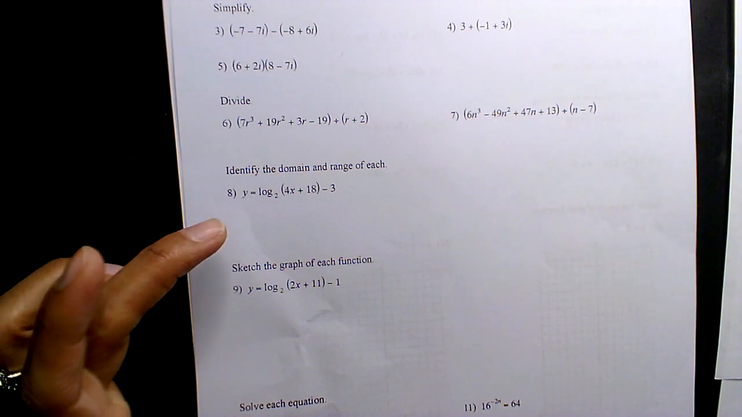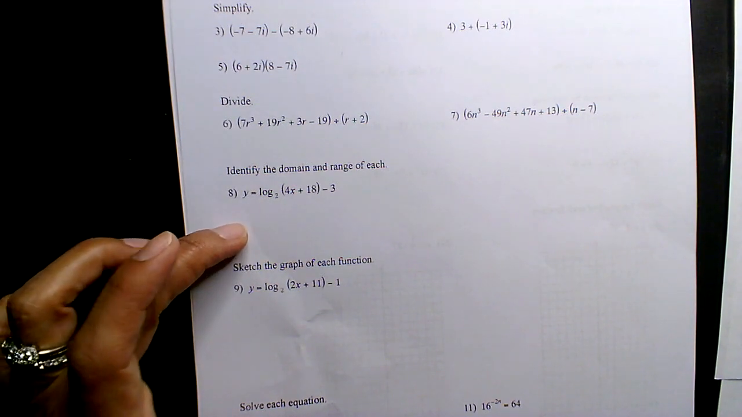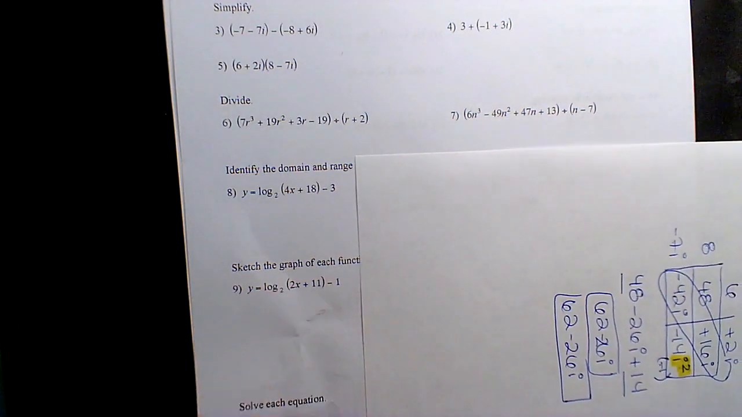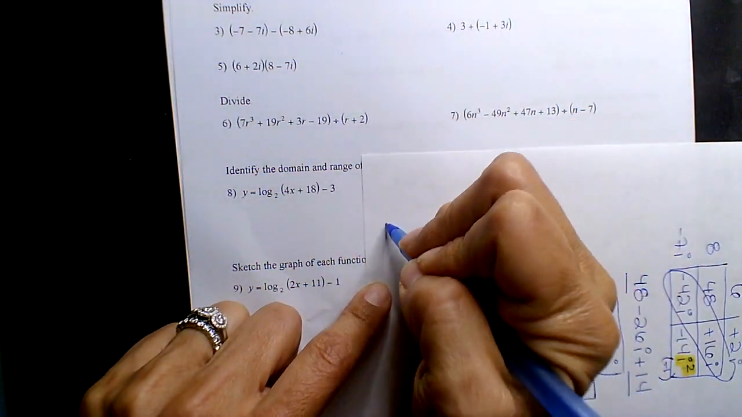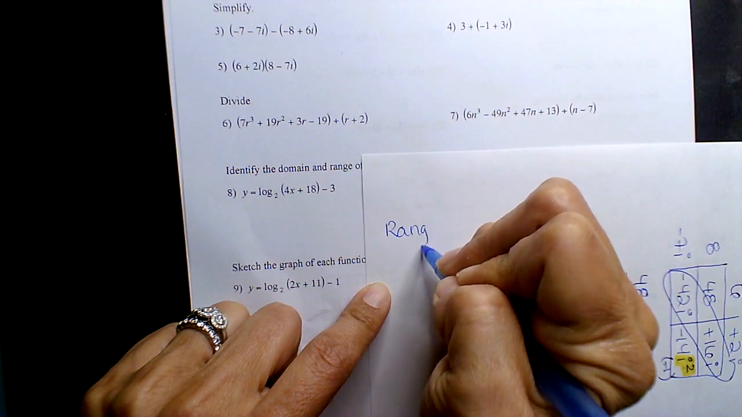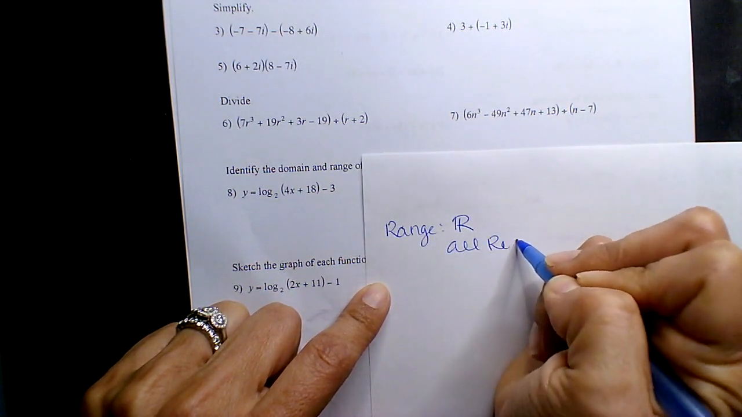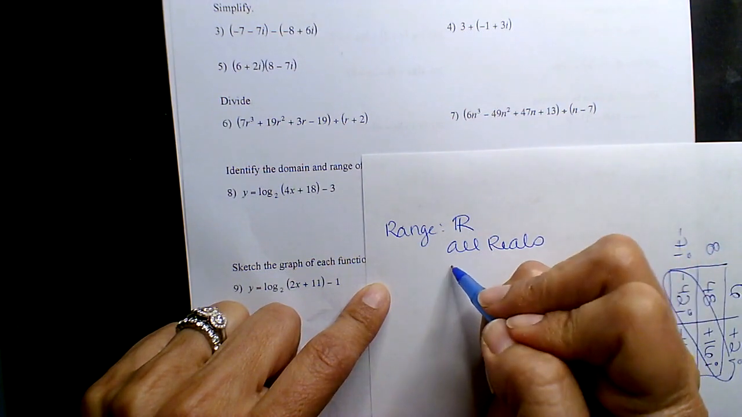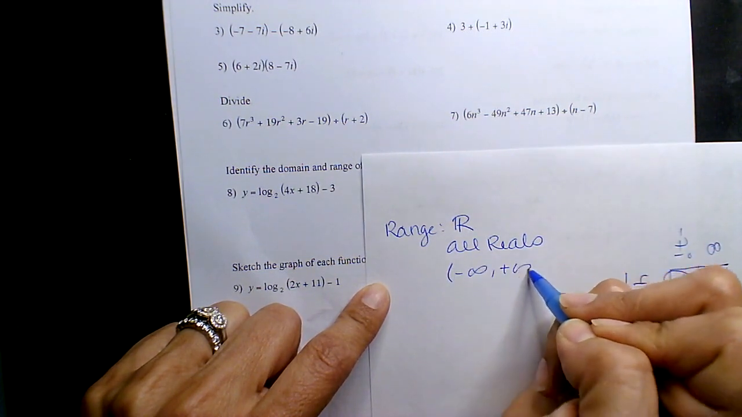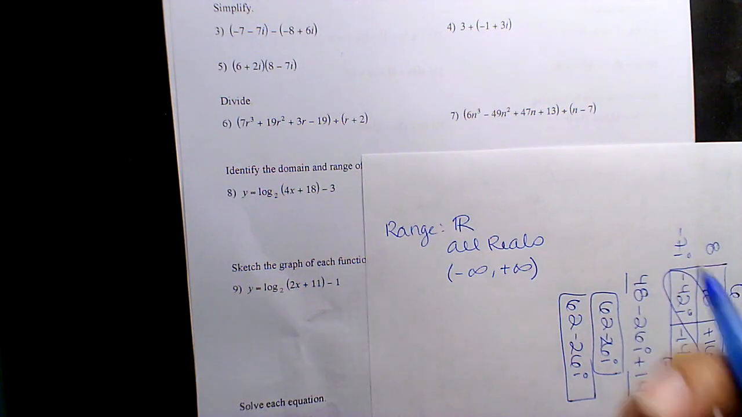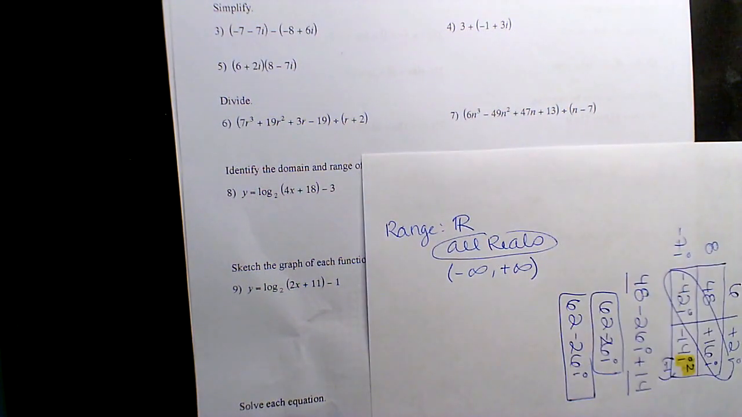Okay, you only have one of these, but as far as domain and range go, on log functions, your range is always all reals. So you could write all reals. It can go negative infinity, positive infinity. I think they actually just write it as all reals on the final.